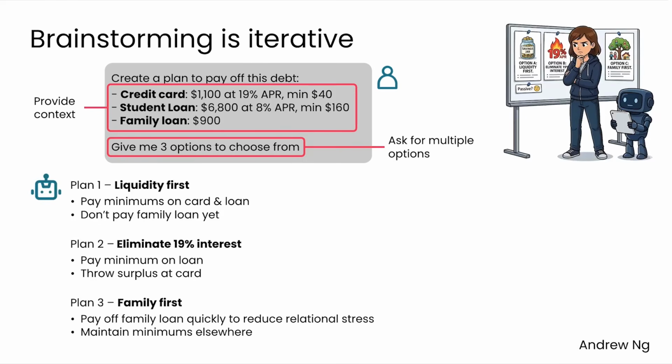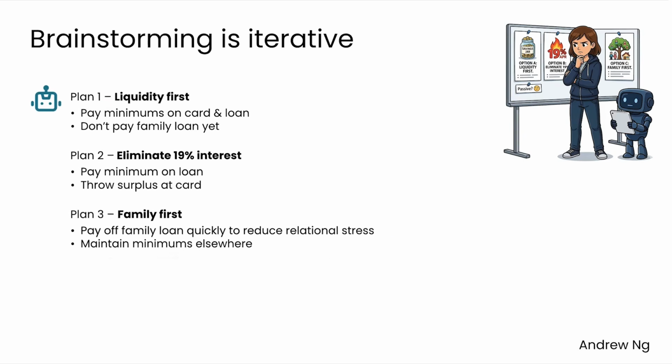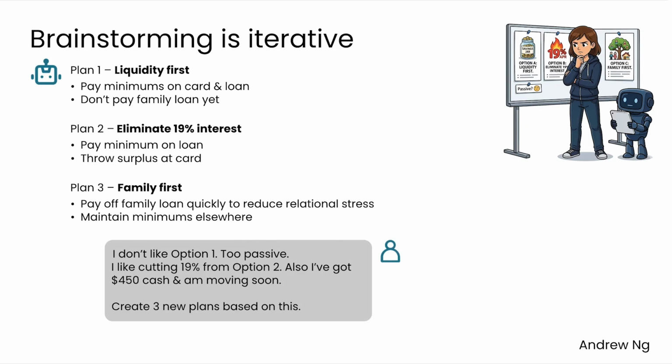And so the AI may come up with a few different plans. Plan 1 is liquidity first, to preserve cash. Plan 2 is eliminate the highest interest loan. Plan 3 is prioritize paying your family back first. So these are all actually reasonable ideas, and I've not yet given it enough context to know which of these plans it should favor. And it turns out that one of the really good ways to figure out what additional context to give to AI is to give it feedback on the options it presented you. Highly relevant feedback that allows it to then give you the next set of options.